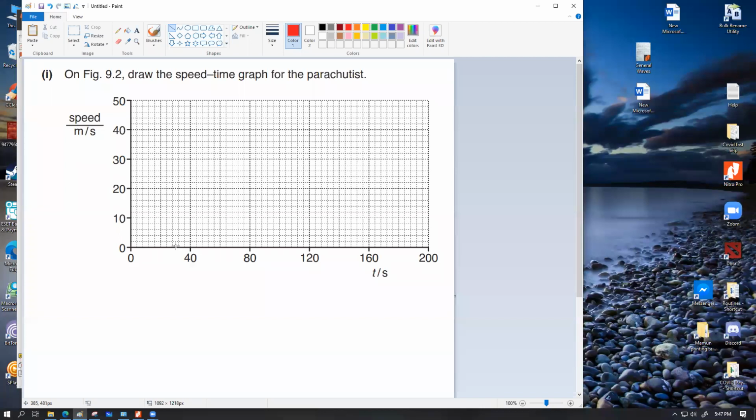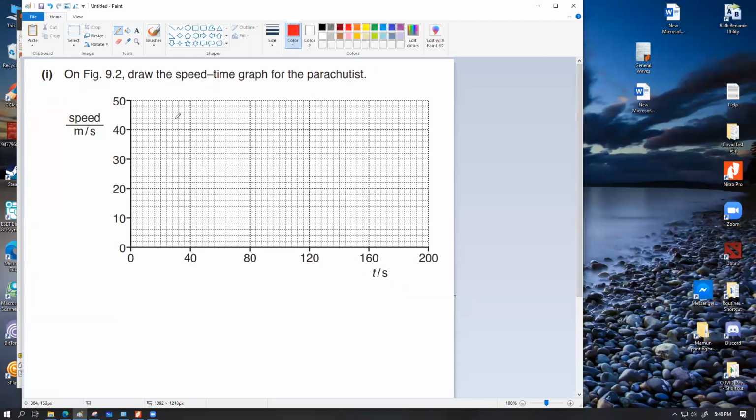So this is exactly where the parachutist should reach his terminal velocity, and that value of the terminal velocity should be 44. So somewhere over here. So this should be one of our first points which we can mark. So I'm going to try and do that. Let's select my pen. 30-second mark for 44 meters per second.